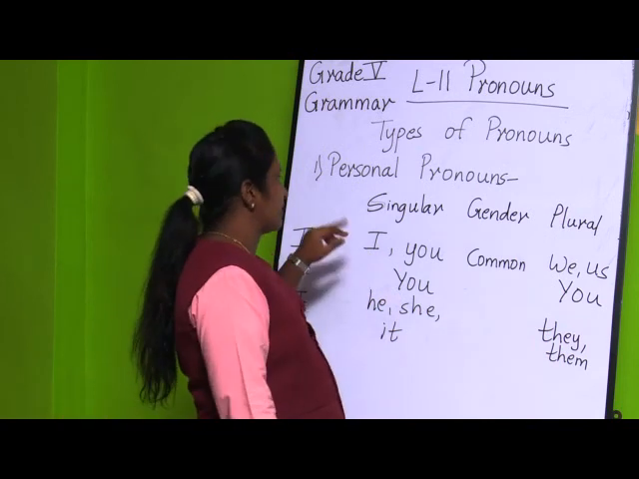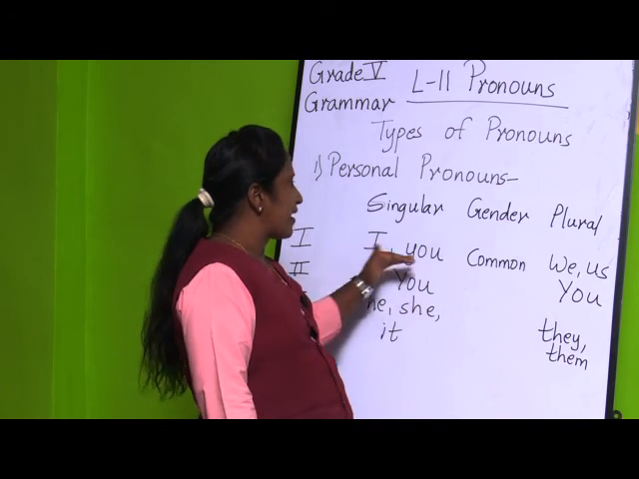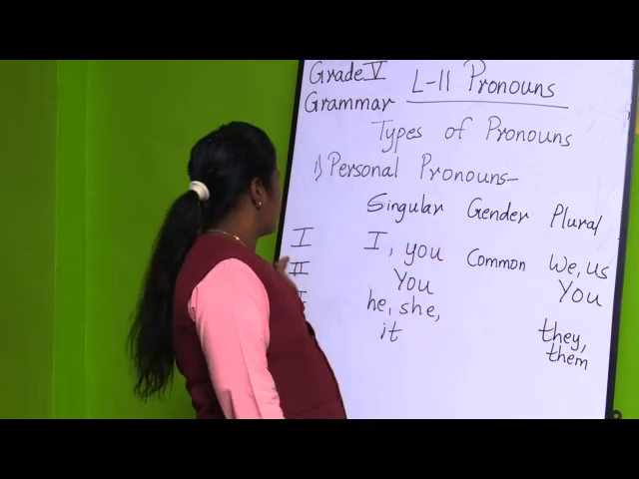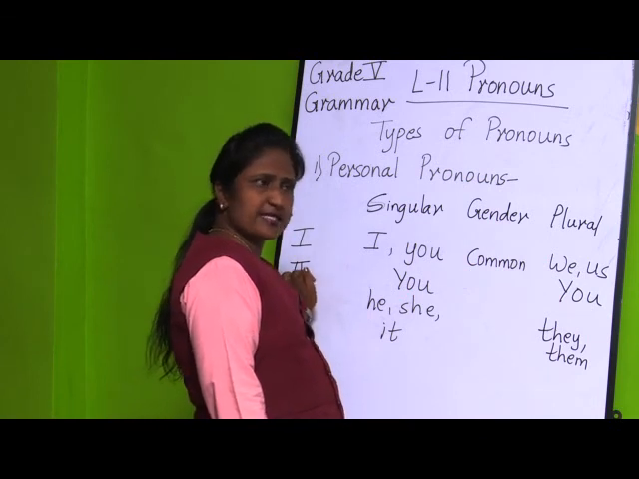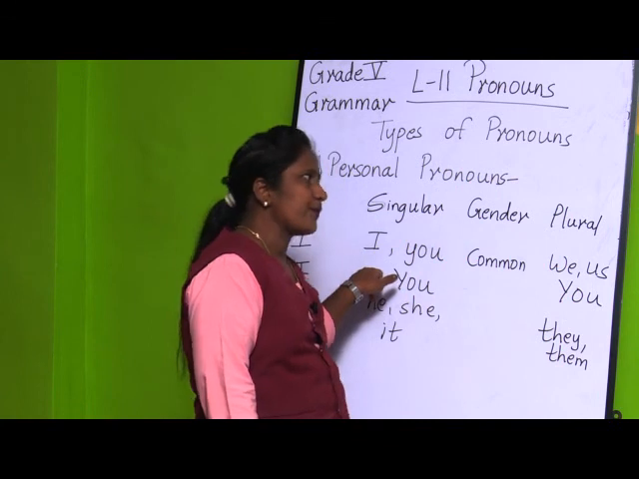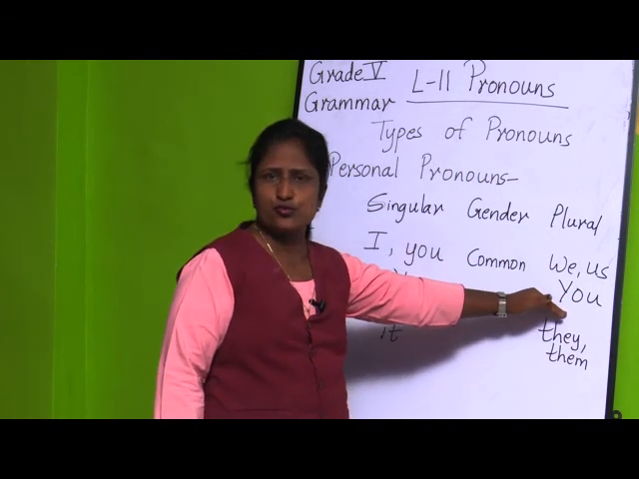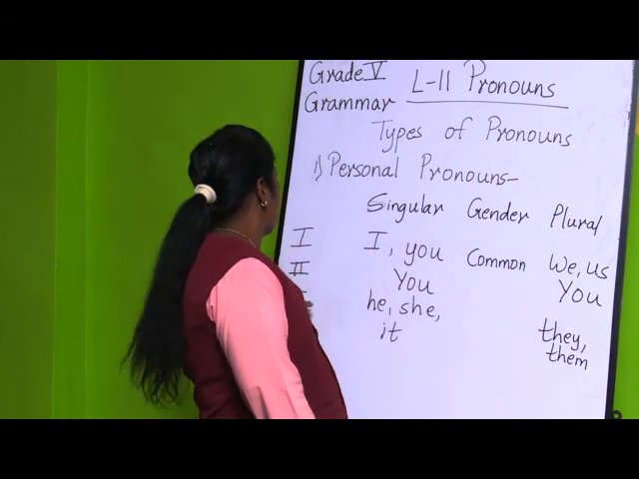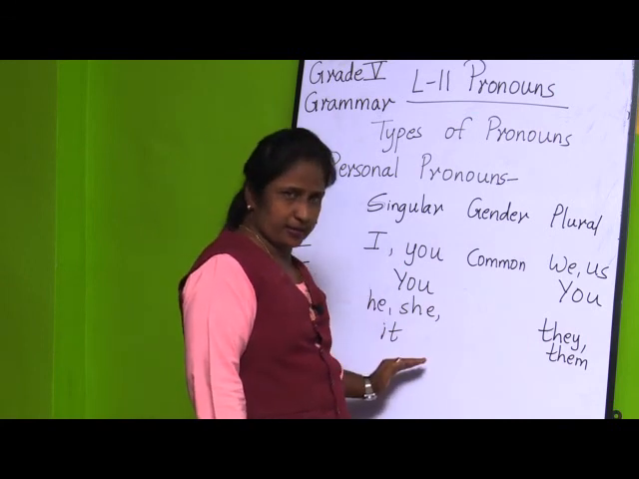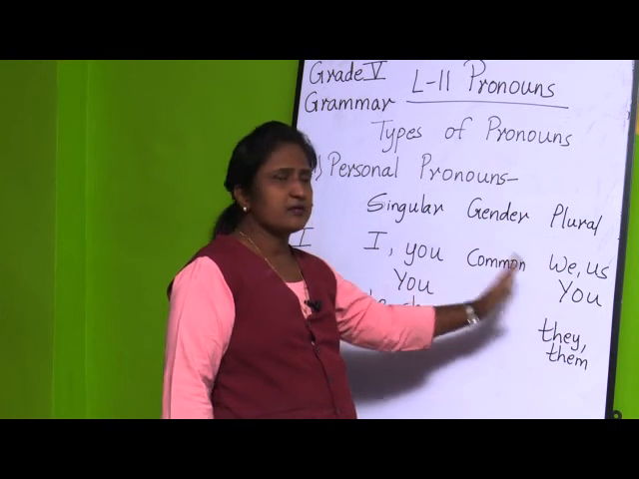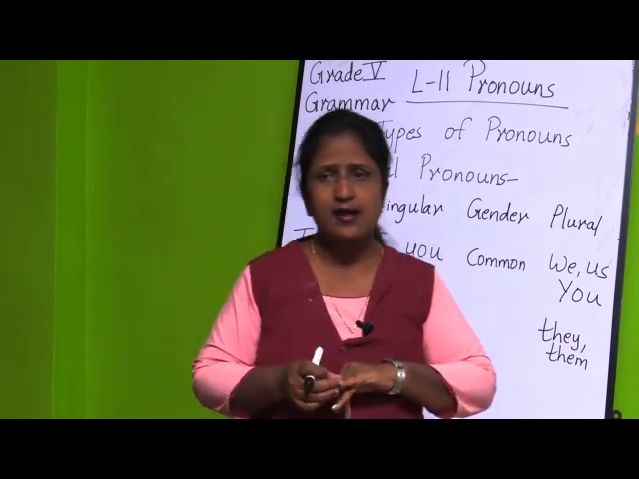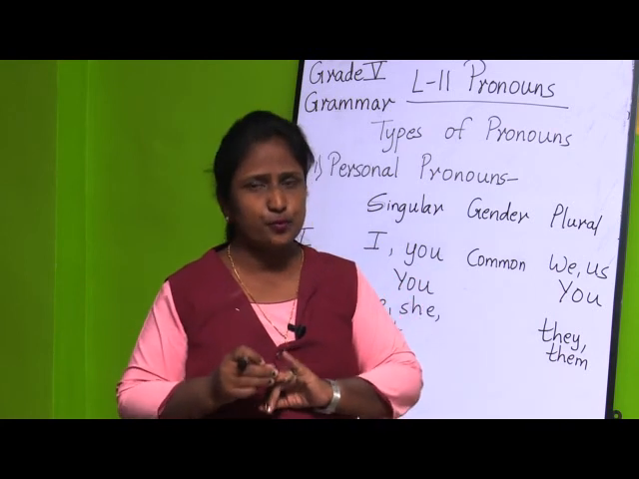Then singular and plural also I told. When the speaker is singular, that is I and me, then they will be plural in we and us. If you are talking about second person, in singular we are going to use pronoun you, and for the plural you are going to use pronoun you. Then for the third person, for singular he, she or it, but for plural it will be they and them. So, this was about the gender and singular and plural.